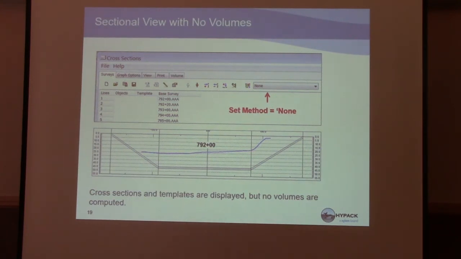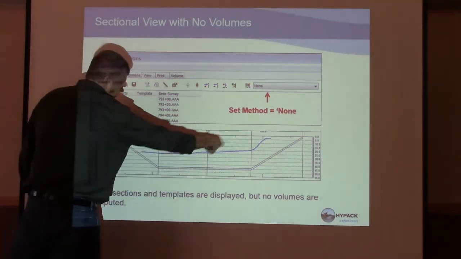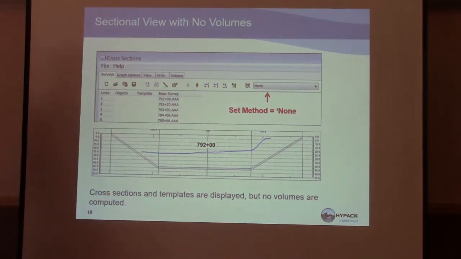If you do a cross-sectional view and you don't have a template in here, you get just the line. You don't see the color fills. If you're ever wondering why you don't see a color fill, it's because you don't have a volume model selected. When I talk about a volume model, there's more volume models in this one than there was in tin model.